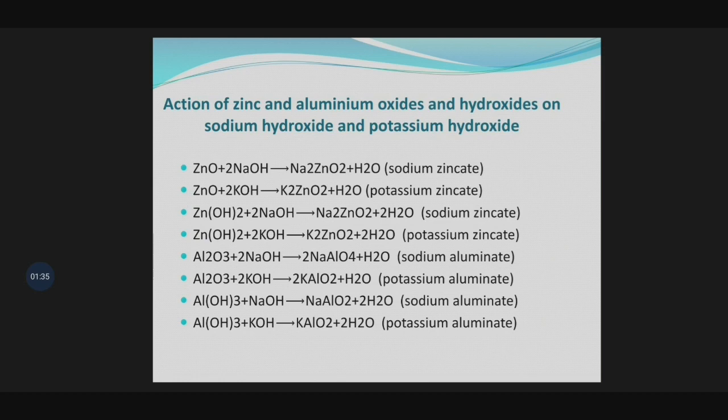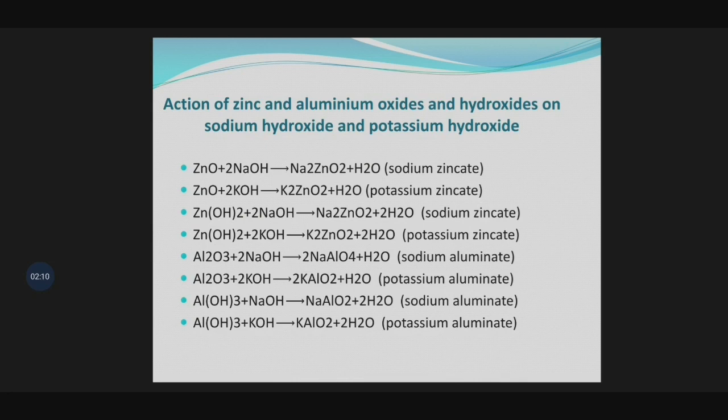If we take hydroxide, zinc hydroxide, so what is the reaction? Similar kind of reaction, Zn(OH)2 plus 2NaOH gives Na2ZnO2 plus 2H2O. That is called sodium zincate. Again, when potassium hydroxide is taken, K2ZnO2 is forming. Those four reactions are from zinc oxide and zinc hydroxide. Now look at aluminium. Aluminium oxide is forming NaAlO2 and aluminium hydroxide is forming NaAlO2. Potassium hydroxide will give KAlO2.